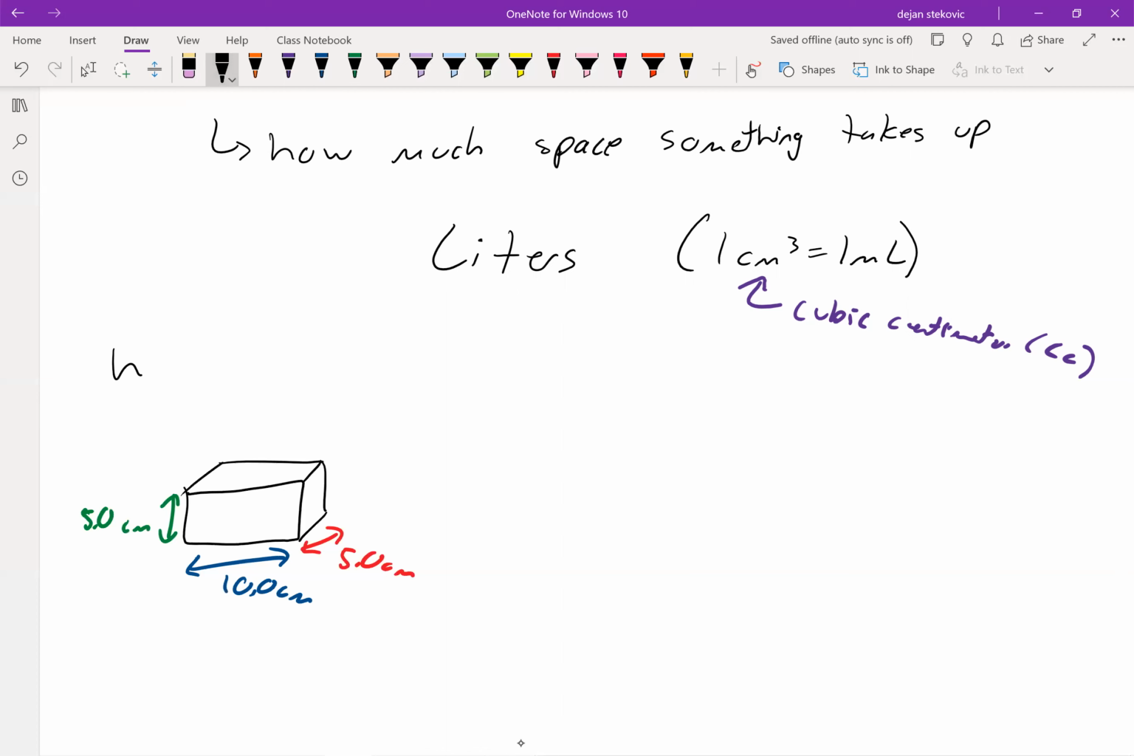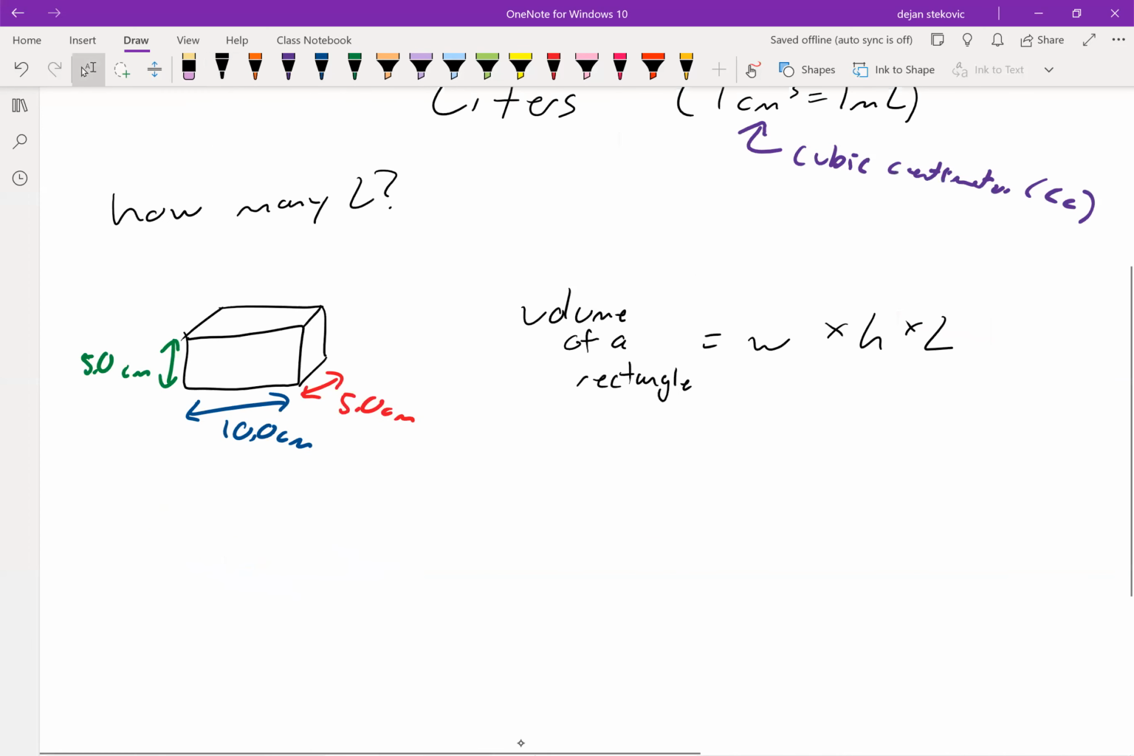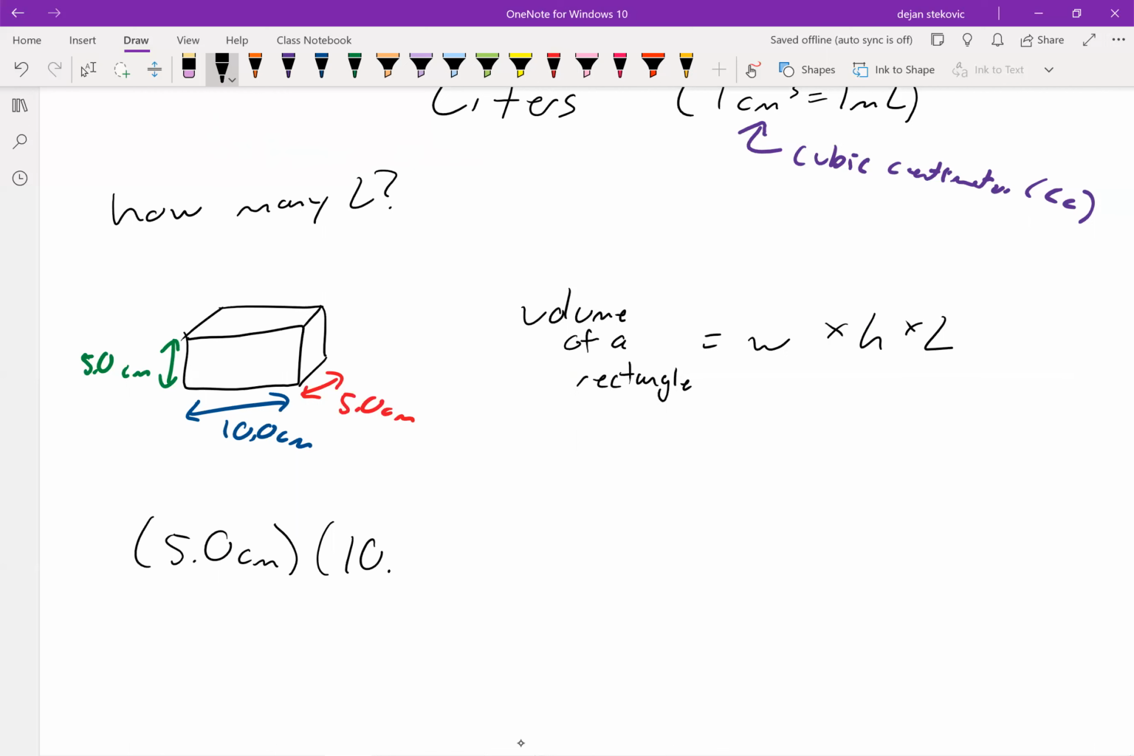And our question is, how many liters is this block? And so in order to find this out, first you have to know the equation for your object. So this would be given in the problem. In our case, this is a rectangle, and the volume of a rectangle is equal to its width times its height times its length. And so what we can do is take our 5.0 centimeters times our 10.0 centimeters and then times our 5.0 centimeters again.